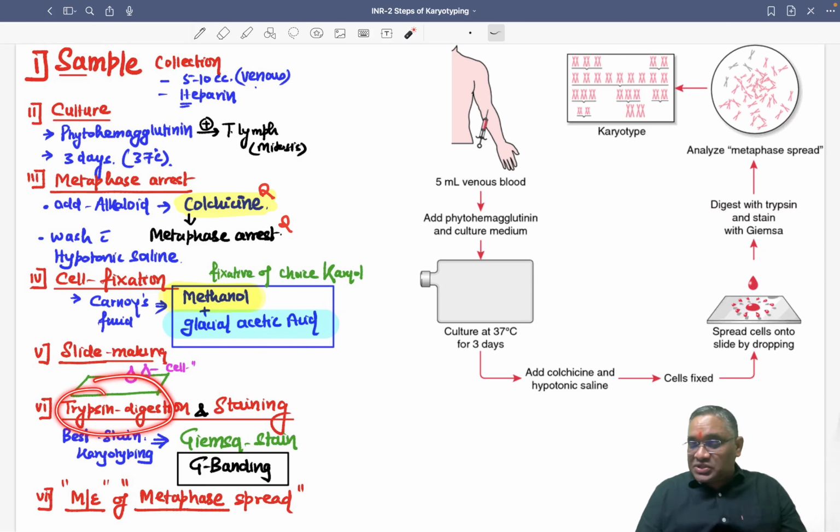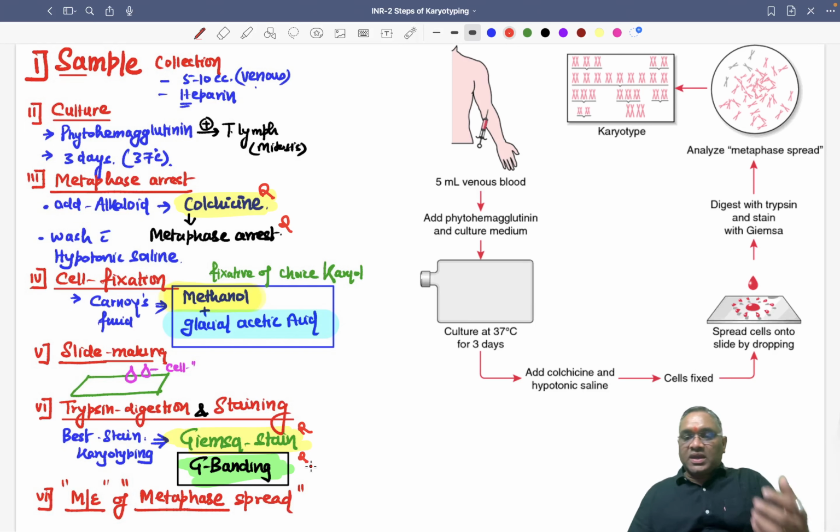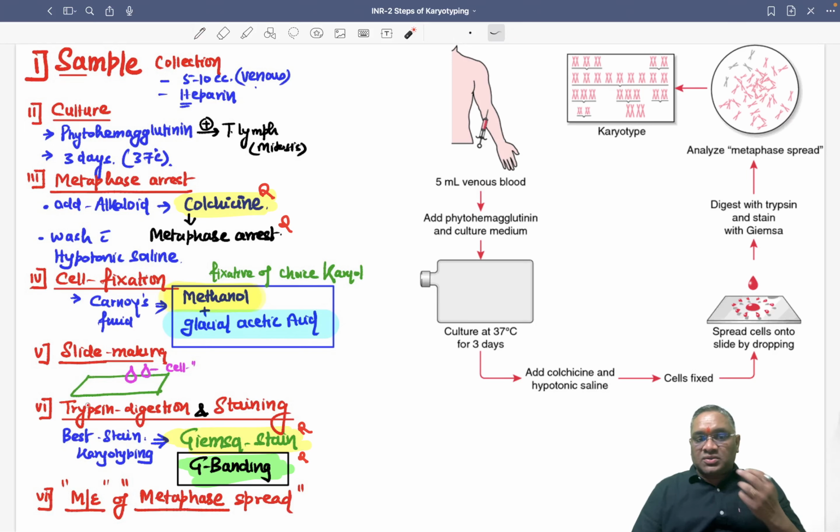So remember what we are going to do: trypsin digestion and staining. The best stain for karyotyping is also an exam question. The best stain for karyotyping is Giemsa stain, and that is why this is also known as G banding, or karyotyping is also known as G banding, and both are exam questions. Best stain, Giemsa stain, and that is why karyotyping is called G banding. Now you understand the sixth step: trypsin digestion with staining. Digestion with trypsin, and then we apply the Giemsa stain. This is why we call it G banding.